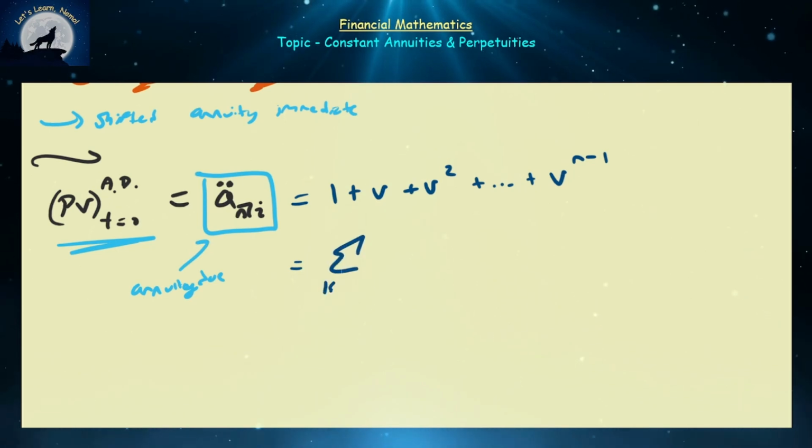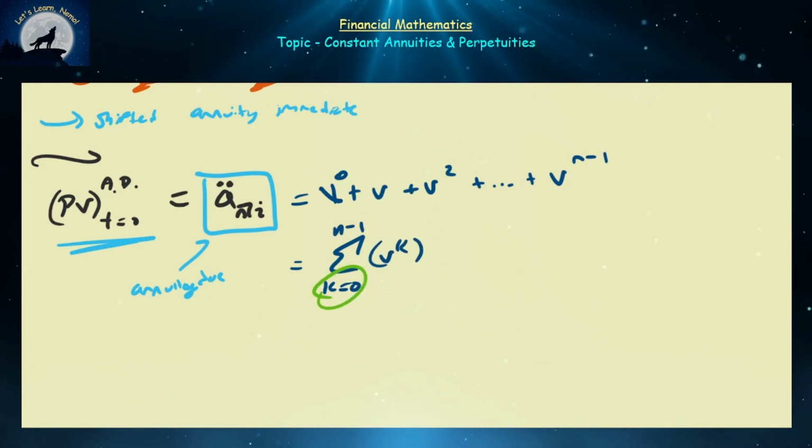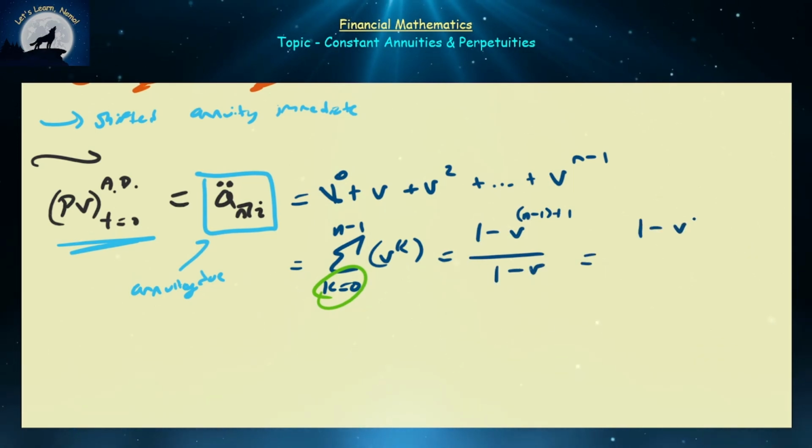Well, that's just the sum from k equals 0, because that's technically nu to the power of 0, up to the power of n minus 1 of nu to the power of k. Since we're starting at 0, that means it's 1 minus something on the top, so that's going to be 1 minus nu to the power of n minus 1 plus 1 all over 1 minus nu, and that's going to be 1 minus nu to the power of n all over 1 minus nu.